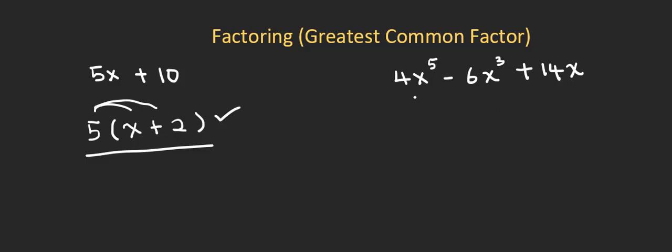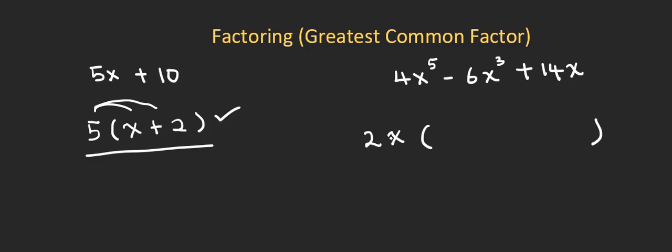What is the greatest common factor of 4, 6, and 14? That's 2. What about x to the fifth, x cubed, x? Well, the GCF will be x. So now we need to figure out what goes inside the parentheses.